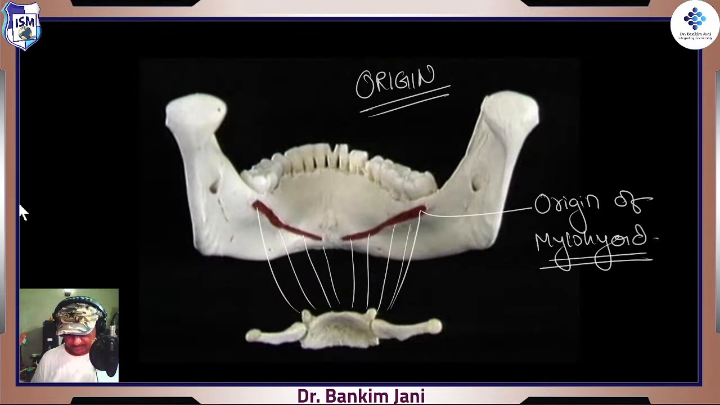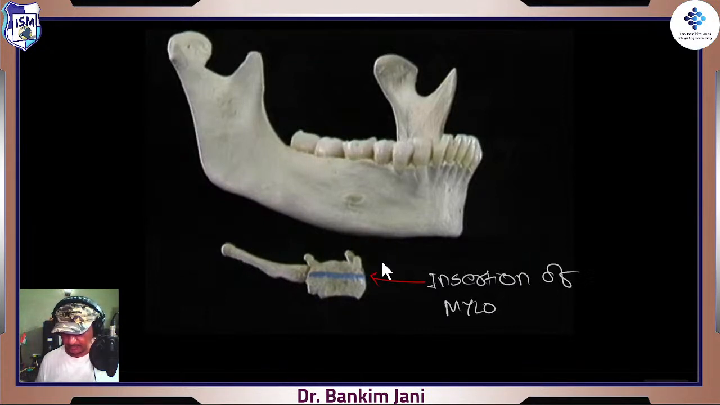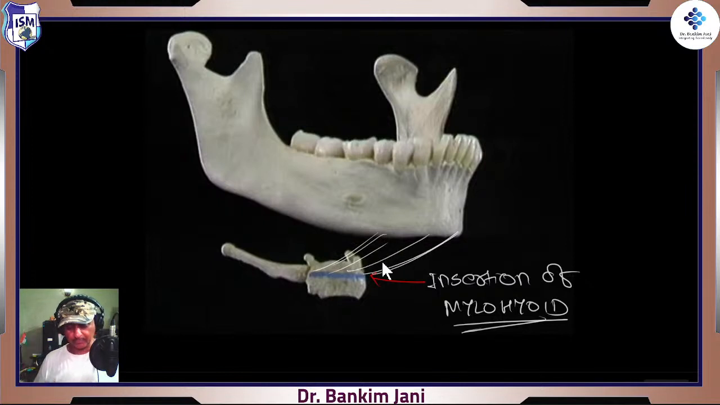And that's how it is connected to the inner aspect, right? This is the inner aspect of the mandible. And this is the insertion of Mylohyoid. So from the inner aspect, that muscle would be forming like a floor, right? That's how it would be forming the floor, right? So that's the insertion.